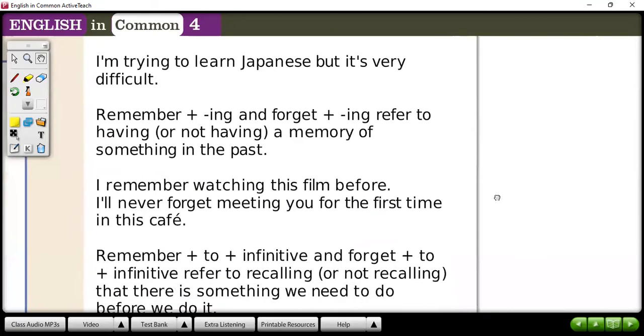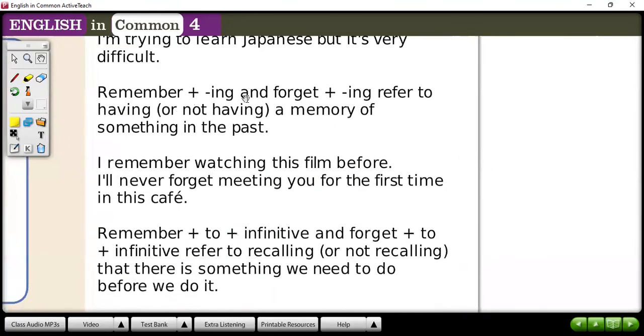Remember, as we saw before, remember with the ing or the verb forget with the ing refer to having or not having a memory of something in the past. For example, I remember watching this film before, or I'll never forget meeting you for the first time in this cafe. Okay, so it refers to having or not having a memory of something in the past.